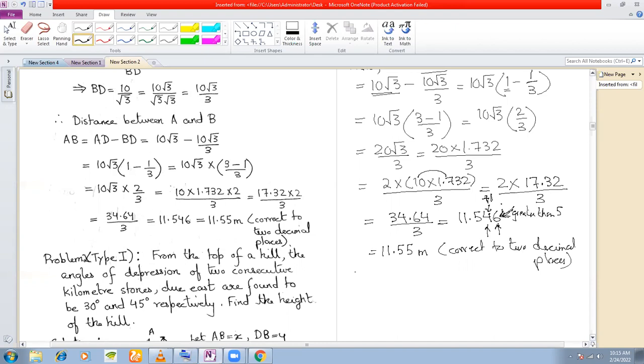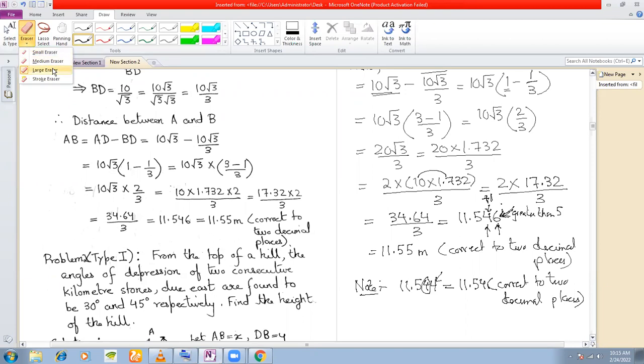Suppose you have a number like 11.544. Then how do you round this off to correct 2 decimal places? Because this last digit is less than 5, you keep this 4 as it is. So you simply write this as 11.54, correct to 2 decimal places. Okay, so that finishes your first problem from type 1.